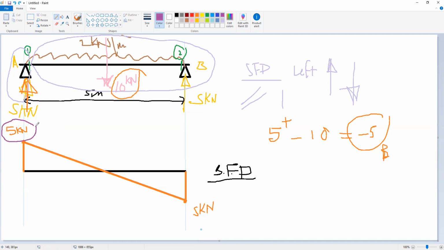At A, and we have 5 kilonewton at B. And the sign convention for this one: above the datum is positive, below the datum is negative. Okay, so the shear force diagram, positive up above the datum, negative below the datum. Do you have any question for shear?